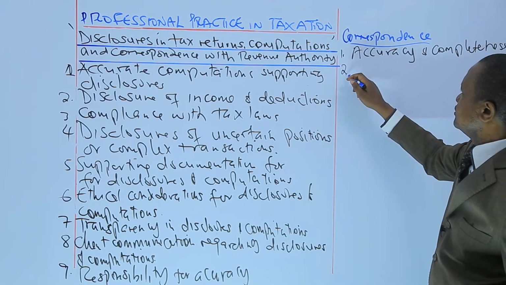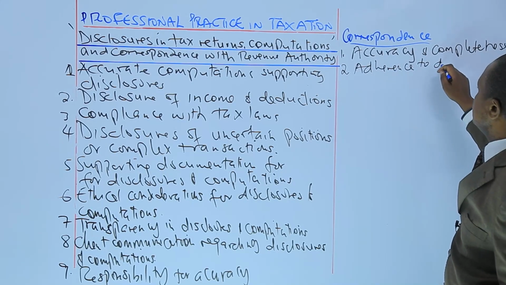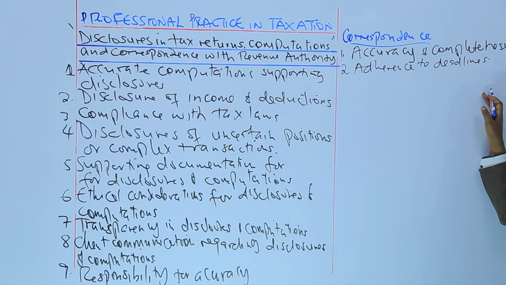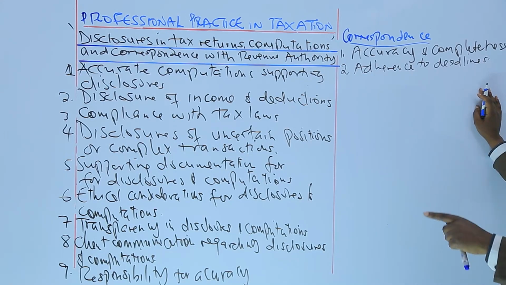Adherence to deadlines, number 2. Tax professionals need to comply with deadlines set by the Revenue Authority for filing tax returns. They also need to respond to inquiries or provide requested information, because missing deadlines can result in penalties or further scrutiny. Adherence to deadlines.